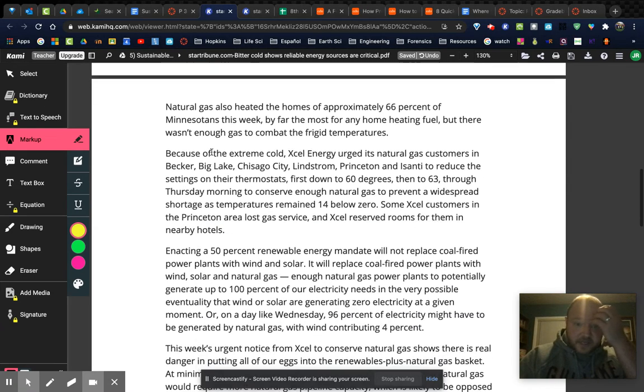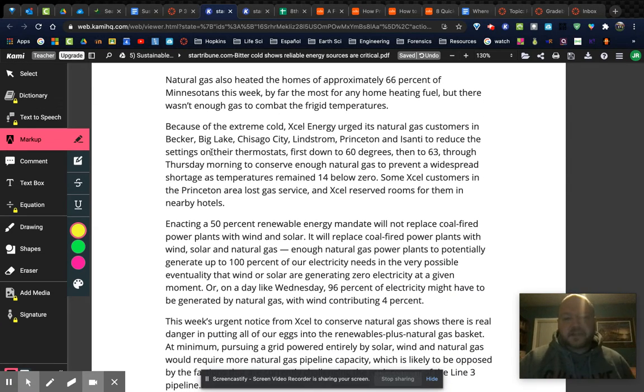All right, natural gas also heated the homes of approximately 66% of Minnesotans this week, by far the most for any home heating fuel. But there wasn't enough gas to combat the frigid temperatures. So here, all of a sudden, he switches to talking about natural gas and heating, right? Home heating fuel rather than electricity. So we'll talk about that in a little bit.